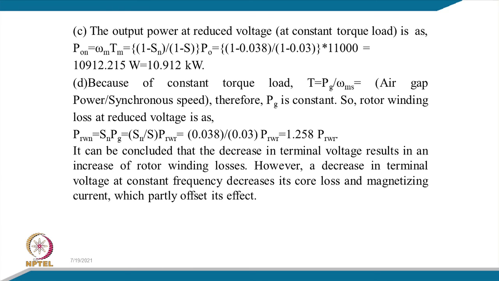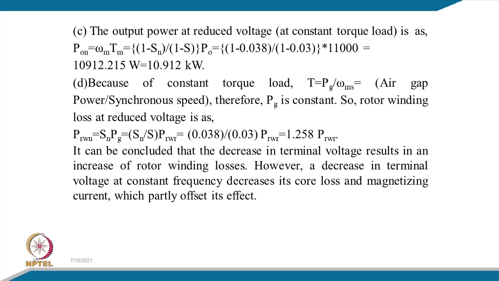So, output power at reduced voltage at a constant torque is P equal to omega m into T m, you can put in the typical values. So, it comes to 10.912 kilowatt. Because of the constant torque load, T equal to P g upon omega ms, air gap power upon synchronous speed, therefore, P g is constant. So, the rotor winding loss at reduced voltage will be equal to the slip times P g. So, those losses will increase by s upon s n into P rw, so it increased 1.258 times the previous losses.